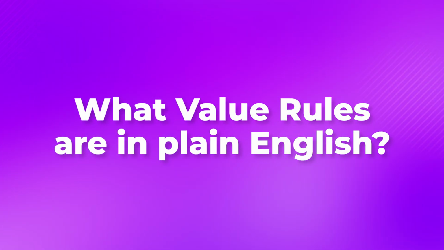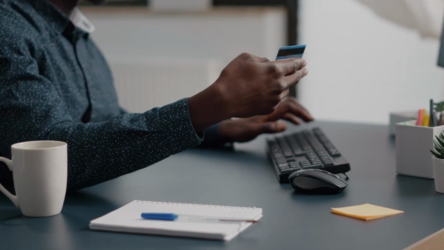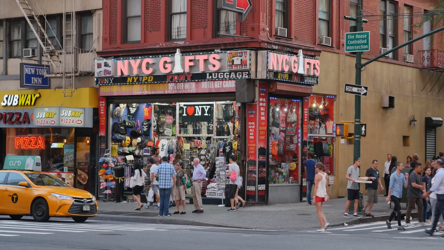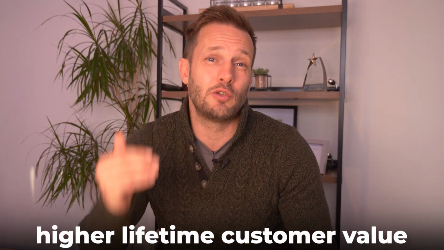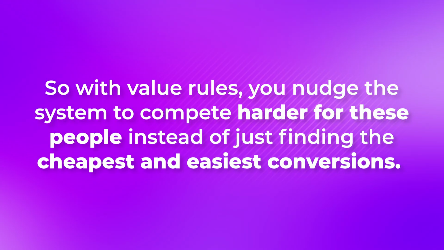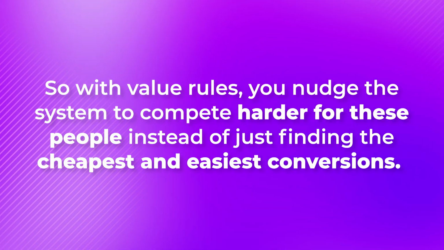So what are value rules in plain English? Value rules let you tell Meta that some conversions, whether they be leads or sales, are worth more money to you than others. Maybe desktop buyers spend more money with you. Maybe customers in the USA spend more money with you. Maybe 25 to 44-year-olds have a higher lifetime customer value for your business. So with value rules, you nudge the system to compete harder for these people instead of just finding the cheapest and easiest conversions. Every lead generation client we ever work with would be happy to pay double the lead cost for a better quality lead.